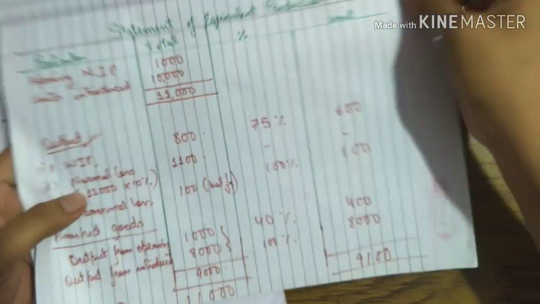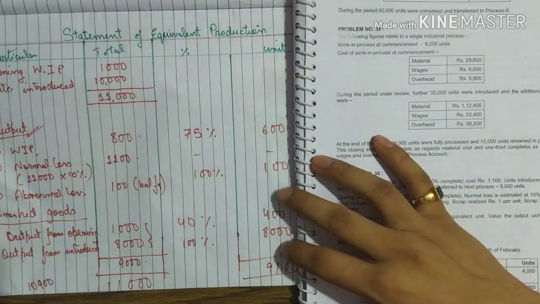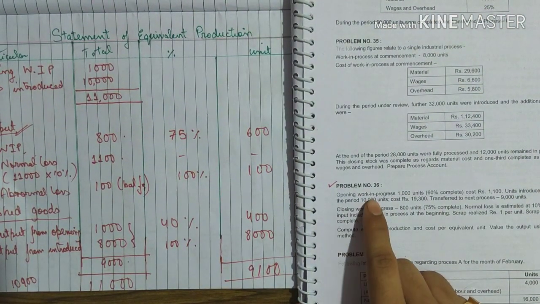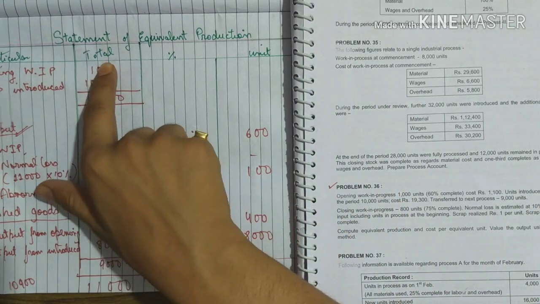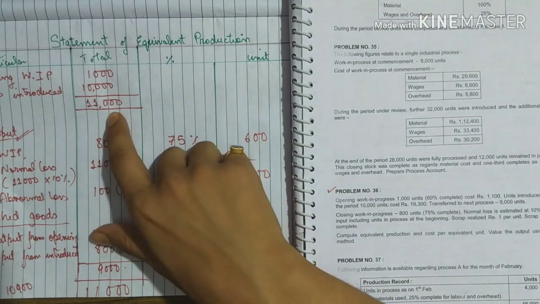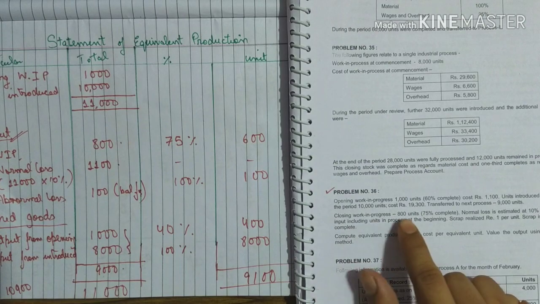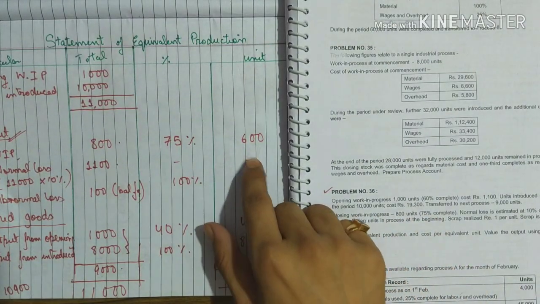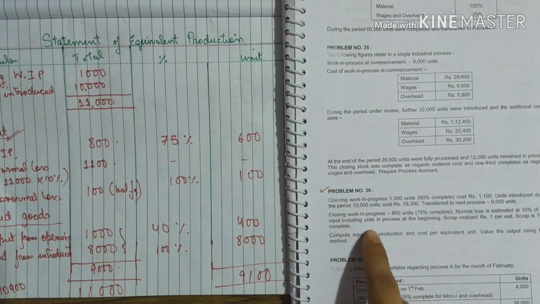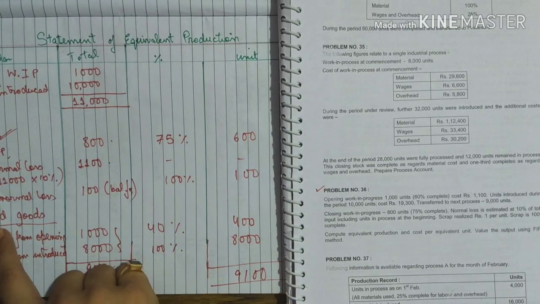Alright, so just a quick recap. The opening WIP was 1000 units. We have written it in opening. Then introduced is 10,000, which totals 11,000. Then we'll calculate output, as WIP in this was 800 and 75% was complete, and the work done will be 600. Then we'll calculate a normal loss on this value as it is given in the question, 10% is 1100. Then we'll be calculating finished goods.